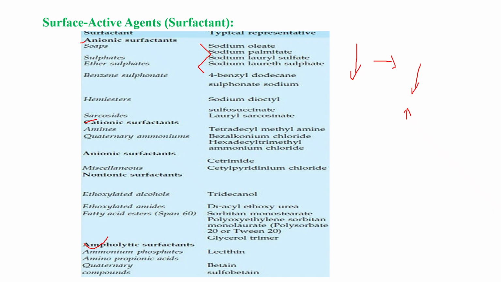And cationic means quaternary ammonium chloride. Whenever you see chloride or amines, those are cationic surface active agents. This one is a little bit important: ampholytic surfactants like lecithin. Try to remember lecithin. Lecithin is one example of an ampholytic agent.